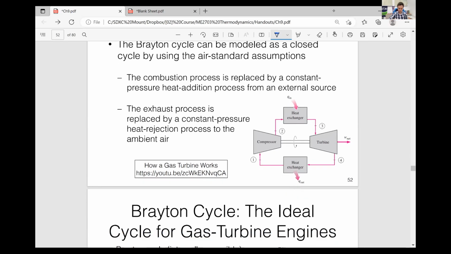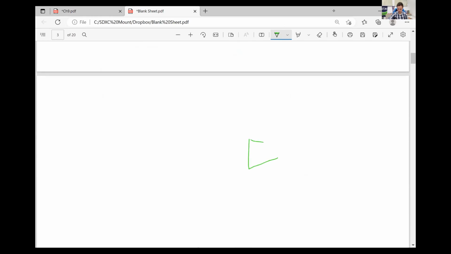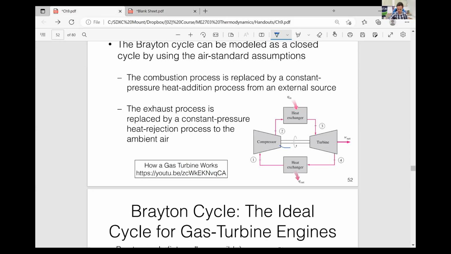If you make another diagram, say this is a turbine, the turbine produces some work out. Some of this work out is supplied to the compressor, and this is work in to the compressor. So that's why here we use a rod to represent this idea.